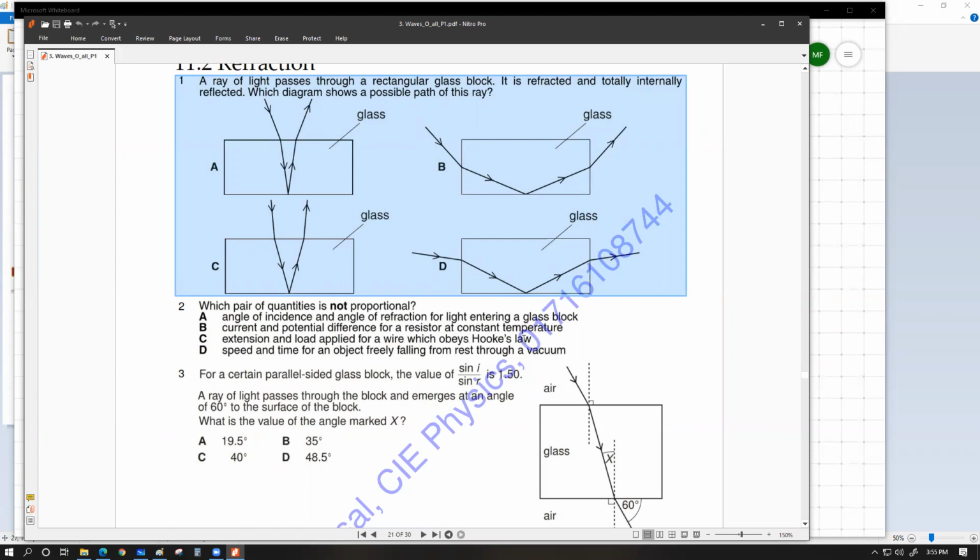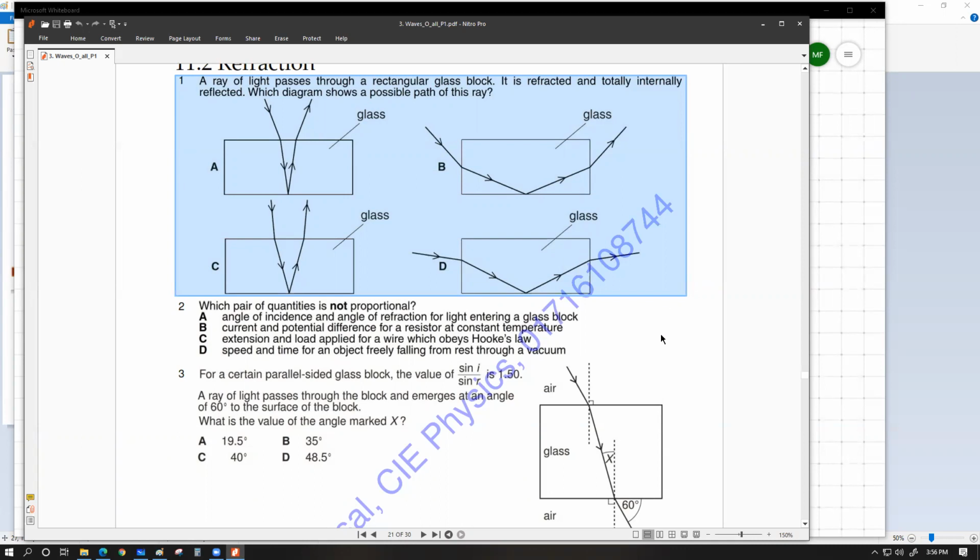Okay, so you do know that current and potential difference of a resistor at a constant temperature are proportional. That's basically what Ohm's law is all about. I is proportional to V. Here the correct choice is A, because angle of incidence and angle of refraction for light entering a glass block are not proportional. Sine of angle of incidence and sine of angle of refraction are proportional.